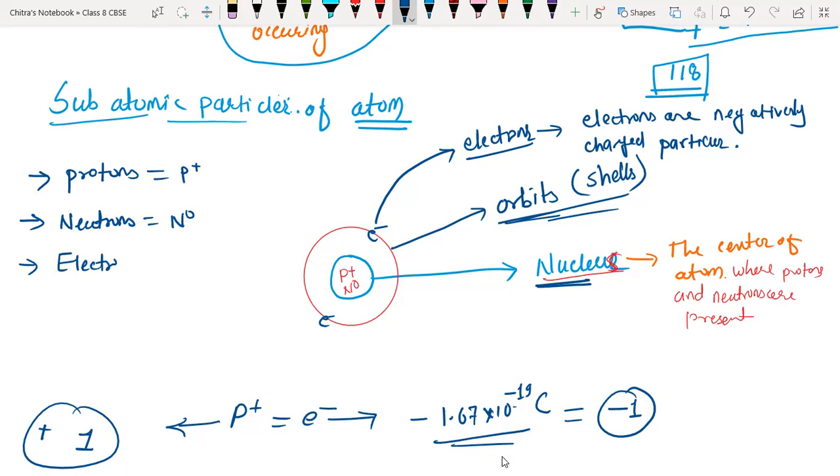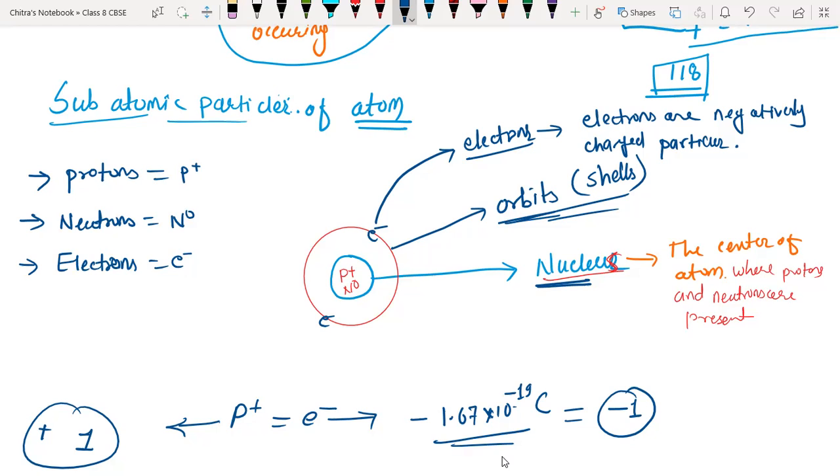Sir, electrons are formed by magnitude and gravity. How are protons formed, sir? See, the mass of an electron is very, very less. It is not exactly 0, but negligible. You know, the mass of a proton is about 2000 times greater than the mass of one electron. That's why in atomic mass, the mass of electrons is neglected.